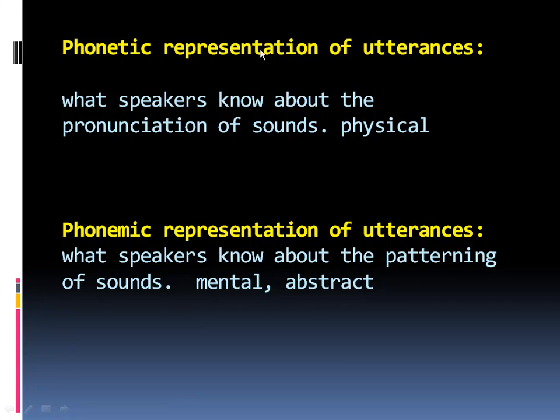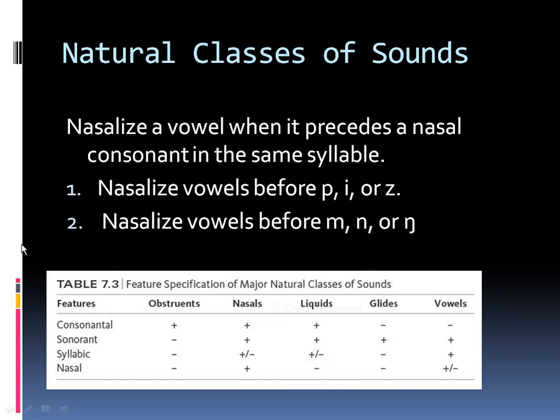Okay, phonetic. So to summarize, phonetic representation of utterances is what speakers know about the pronunciation of sounds, and it's rather a physical representation. Phonemic representation, on the other hand, is what speakers know about the patterning of the sounds. It's rather mental. It's the speaker's notion of a sound. Okay, natural classes of sounds.